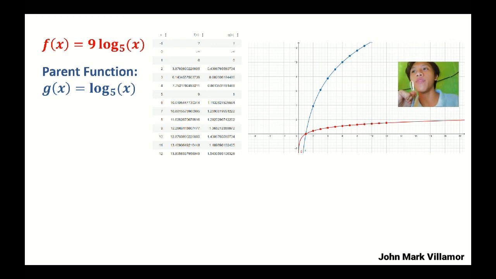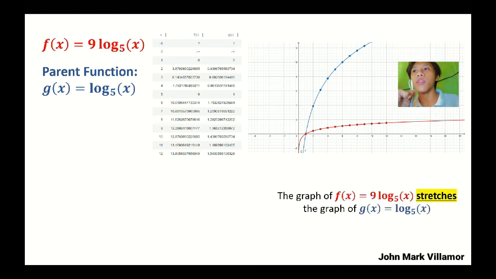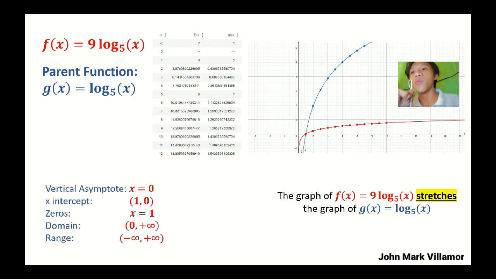So it stretches the graph of the parent function g of x equals log base 5 of x, and its characteristic is a vertical asymptote at the y-axis, thus x equals 0, and it passes through the point 1, 0. So the x-intercept is 1, 0, and there is no y-intercept. And its zero is x equals 1, and the domain is 0 to positive infinity, and still the range is negative infinity to positive infinity.